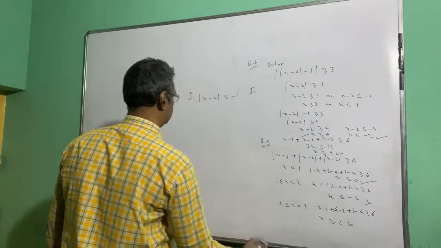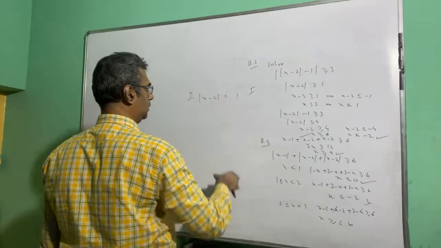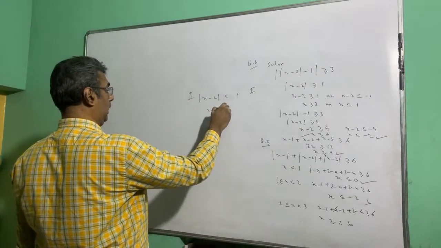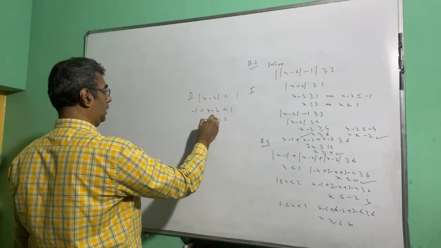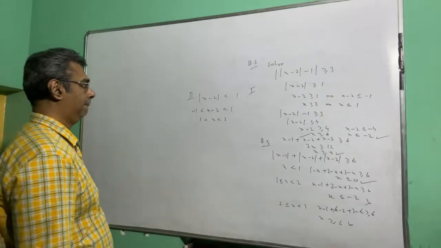Less than or equal to 1, excuse me. In fact, you can write less than 1 also. Okay, that is the opposite of this. So x minus 2 will lie between minus 1 and 1. So x will lie between 1 and 3.